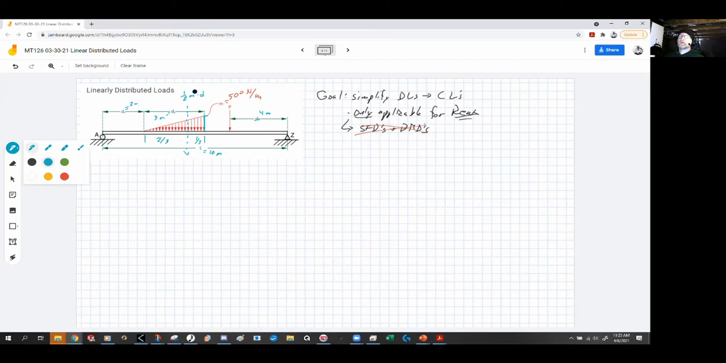is 1/2 m times d, so it's 1/2 times 500 newtons per meter times 3 meters. So it's 1/2 times 500 is 250 times 3, and that is 750 newtons. Okay, so that's the total load that's coming down on the beam at this point. Now, the next question is, like for P, we needed to know the distance from Z and the distance from A. We need to know this distance right here.